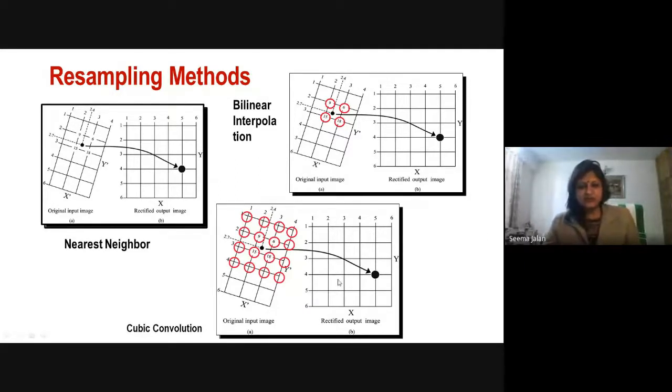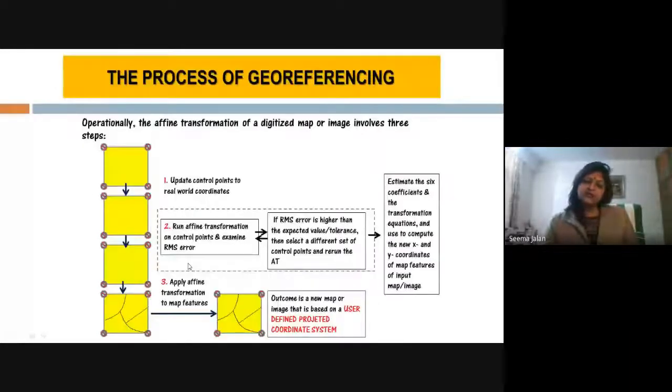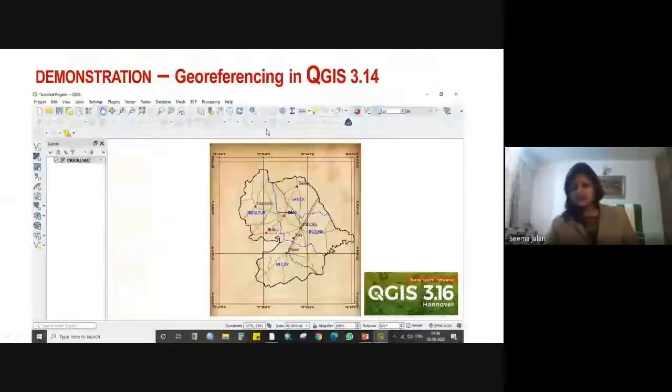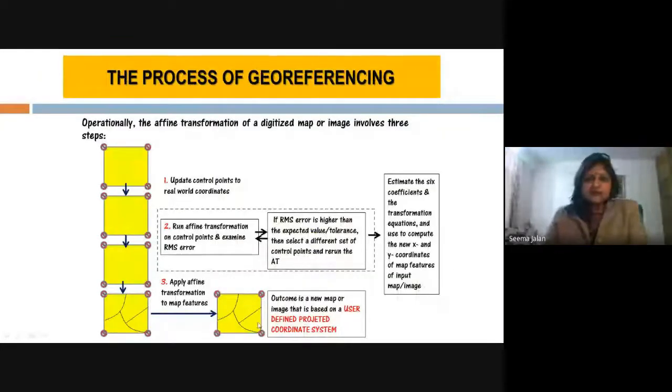So here you just have to understand that if you want to have an attractive, smooth looking output, then bilinear interpolation is good. Cubic convolution may also be good. But if you want to retain the original information, then you don't have an option, and you will always use the nearest neighbor method. So this is the summary of whatever we have talked about since morning.